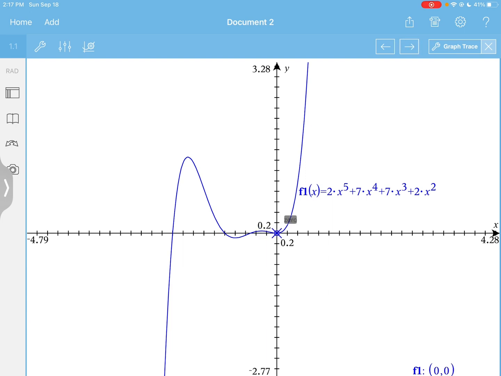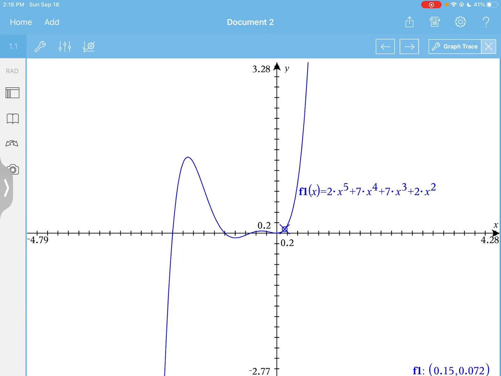And we have 0, and that looks like it's it, because 0 has a multiplicity of 2 because it is bouncing off the x-axis. All the other zeros have an odd multiplicity because they're crossing. So -2, -1, and -0.5 have an odd multiplicity because they are crossing the x-axis, and 0 has an even multiplicity because it is bouncing.